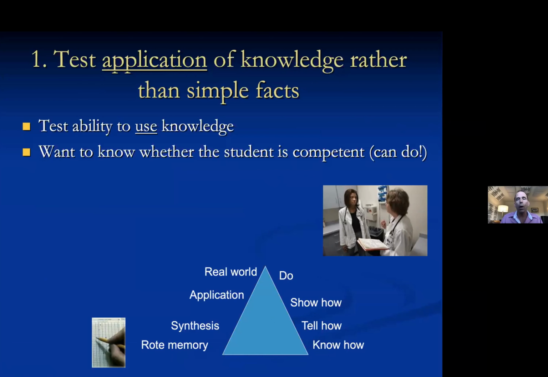This is what we want our students to do. We want to know the student is competent to do whatever it is we're asking them to do, whether that's checking intraocular pressure or taking a history. We need to have ways to assess their ability to do all of these things. And that doesn't mean you only have things to assess the do part. You need assessments, though, that can assess the different levels on this pyramid.